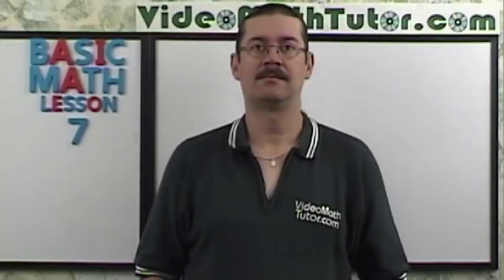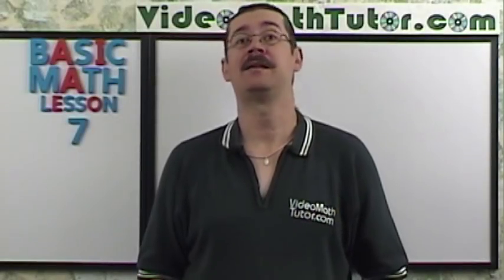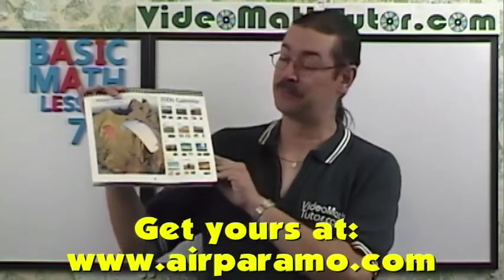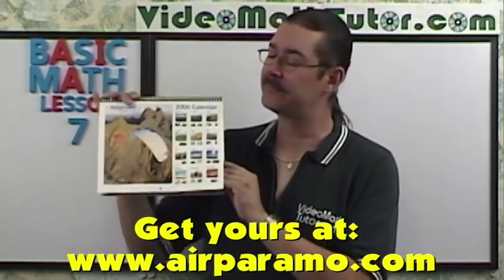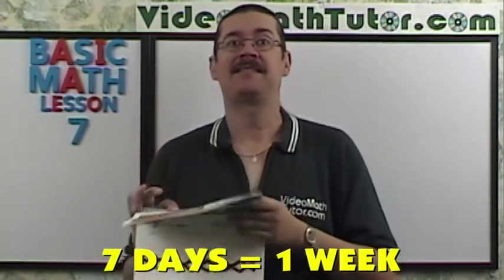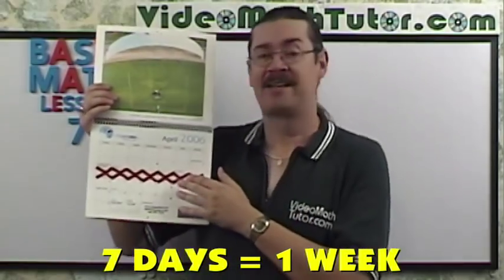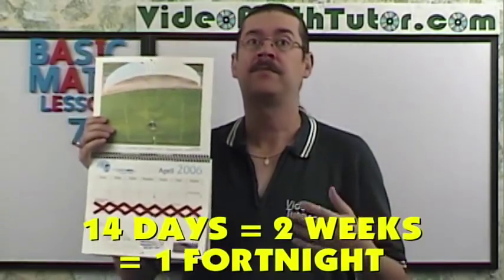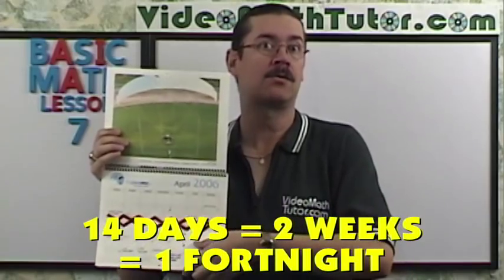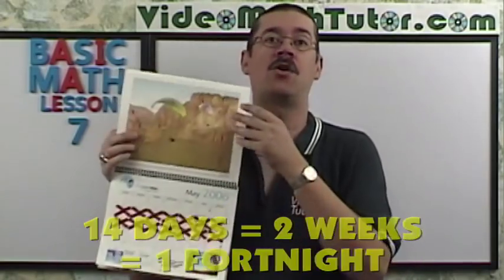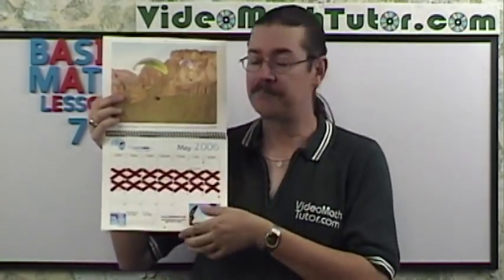1 day is 24 hours, which is the amount of time it takes for the Earth to revolve around its axis. One way of showing the passage of time is with a calendar, and I have this really cool calendar to show you. 7 days, seen right here, is 1 week. 14 days, or 2 weeks, is called a fortnight.